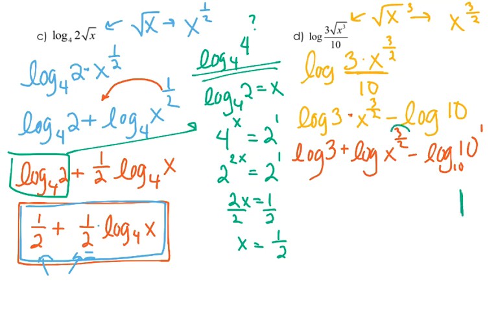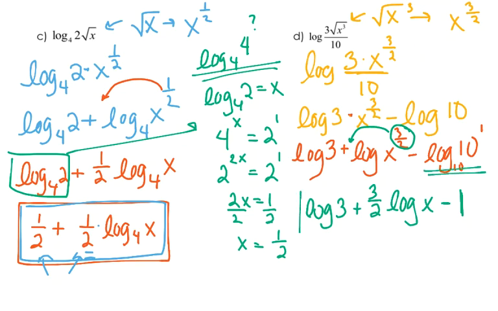This exponent is going to have to come out in front. So right now I've got log base 10 of 3, can't do anything with that, plus 3/2 times log base 10 of x minus 1. Remember, this simplifies to 1. And that's all we can do.